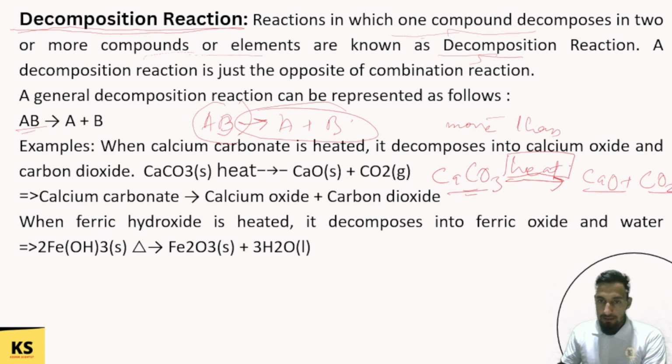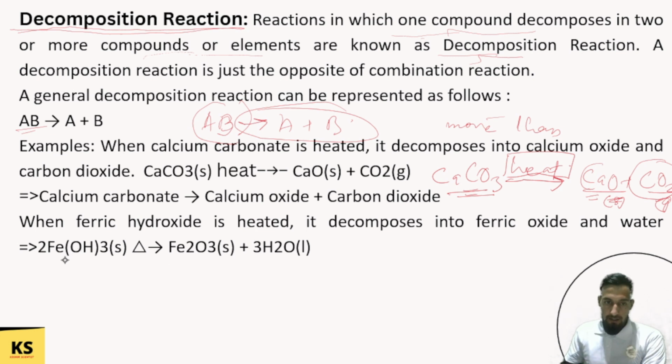The bigger reactant calcium carbonate has given us calcium oxide or quicklime, and carbon dioxide gas. These two products give us what? This type of reaction is called a decomposition reaction.